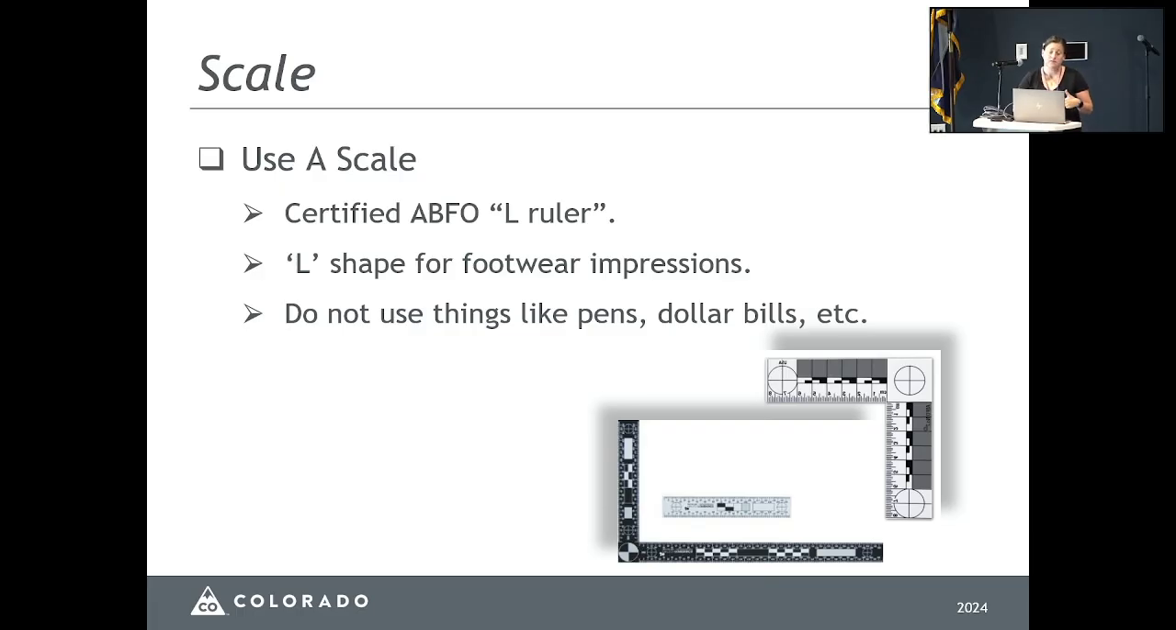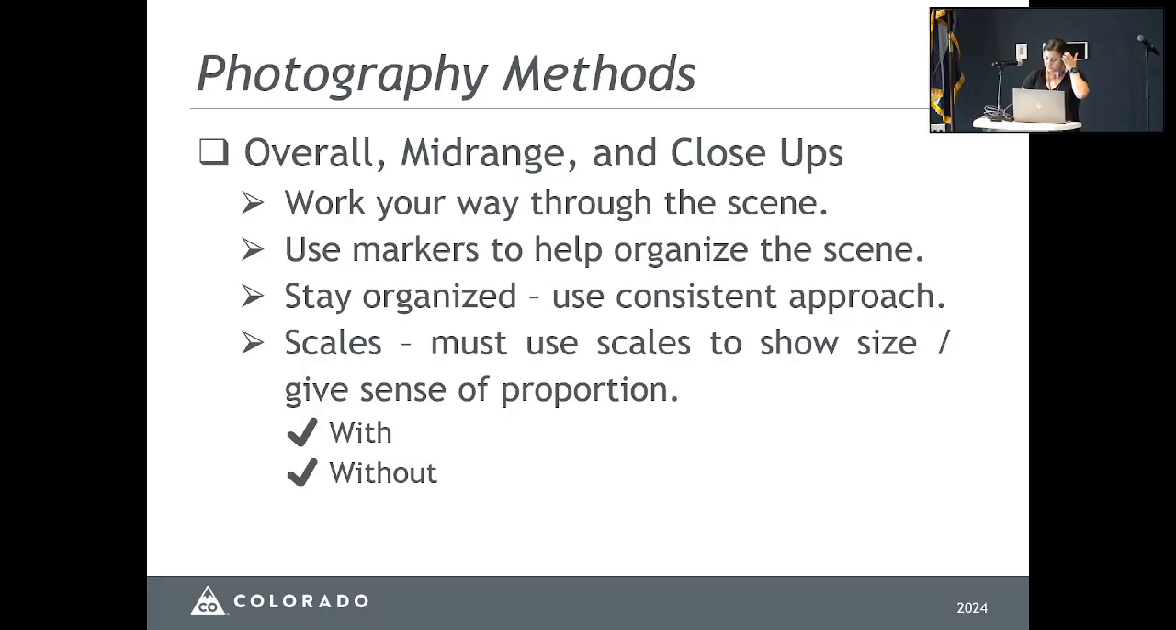When we are taking photographs of any sort of injuries, we want to use an ABFO ruler. That's the little L on the top right, and the lower ones are just for bigger things that you need to scale out, if there's a weapon on the ground that you need to document or something like that. We do not recommend using any common household items. You're just introducing stuff into your crime scene that shouldn't be there, and that is not what you ever want to do when you're on a crime scene.